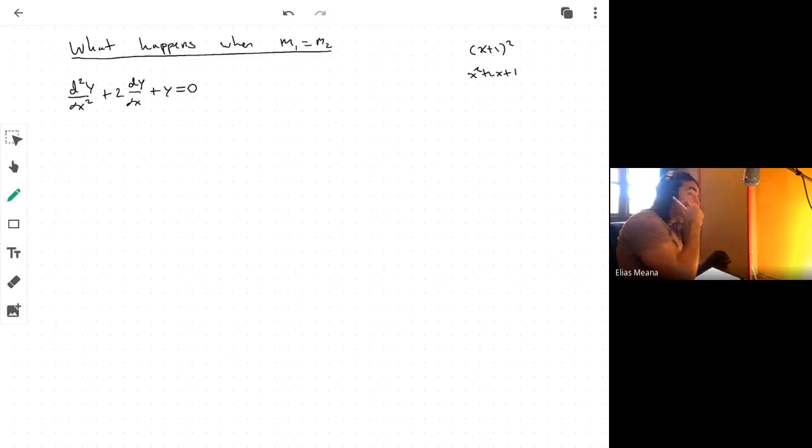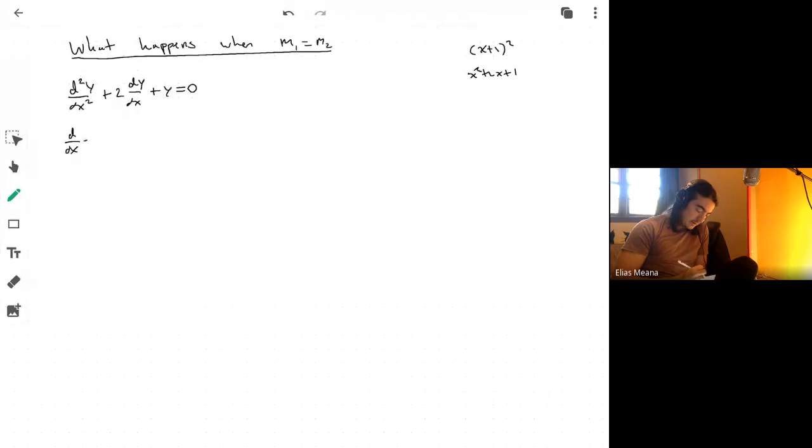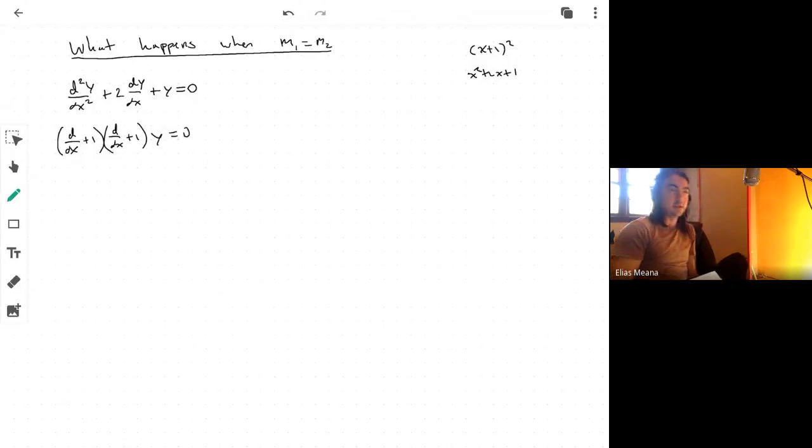All right, so what we can do here, if we're doing it the long way, is we can write this as (d by dx plus 1) times (d by dx plus 1) y, right? So this is the long way, remember. This is not the kind of thing that you have to do on the exam. This is just the long way. It's going to lead us to our classification, all right? Okay, so we've got our factorized form.